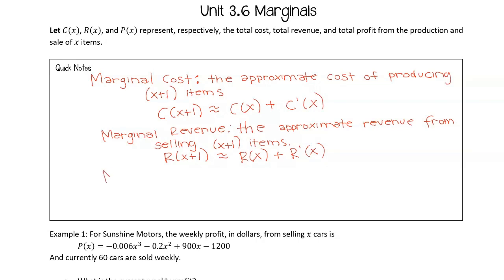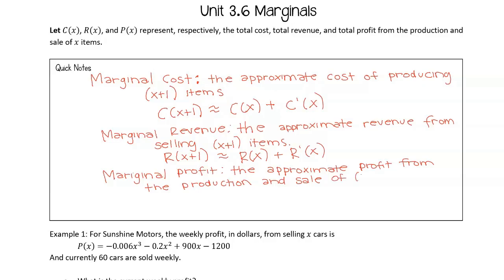Now we can also define the marginal profit. This is the approximate profit from the production and sale of x plus 1 items. This is going to be P of x plus 1 is approximately equal to P of x plus the derivative of that same x. Now let's put this all together and do an example.